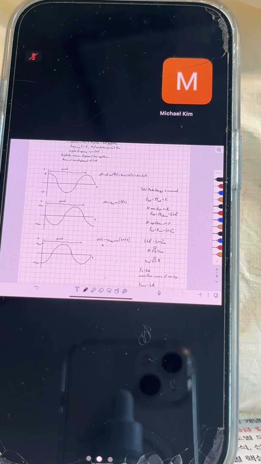One thing to be careful of for these is that the arguments must be in radians. So this is the one place where you have to use radians, okay?